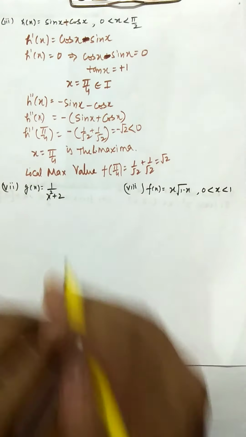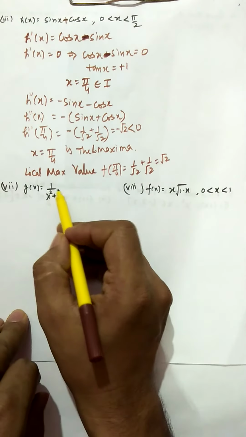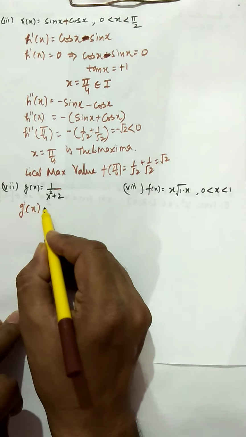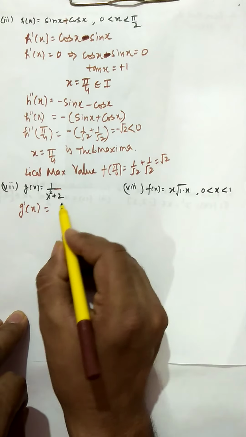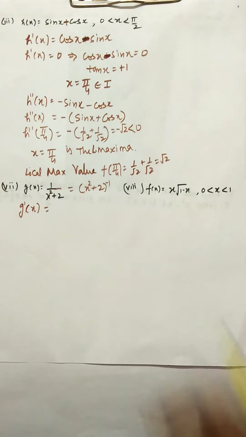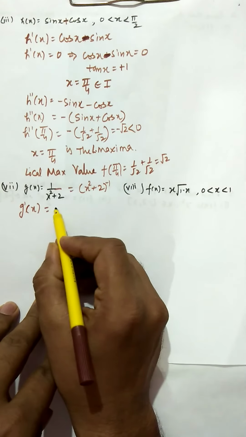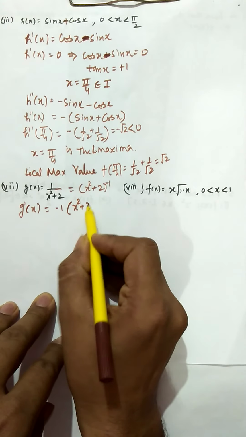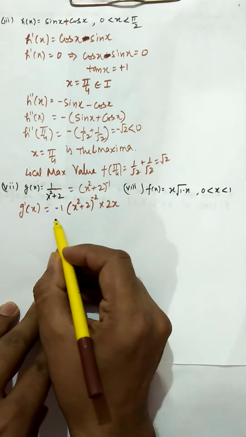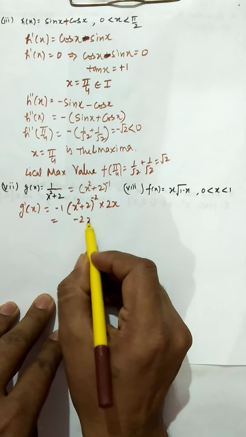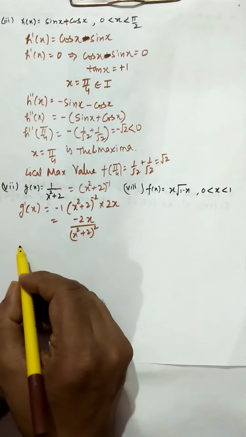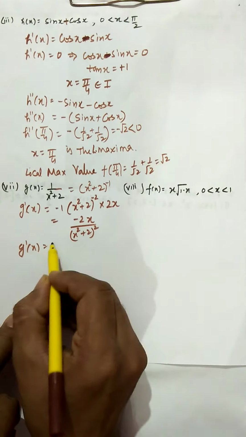Now take this seventh part, g x is 1 upon x square plus 2. So let's find g dash x. You can write it as minus 1 upon x square plus 2 whole square into 2x. So you can write it minus 2x upon x square plus 2 whole square. To get the critical point, you put g dash x equal to 0.